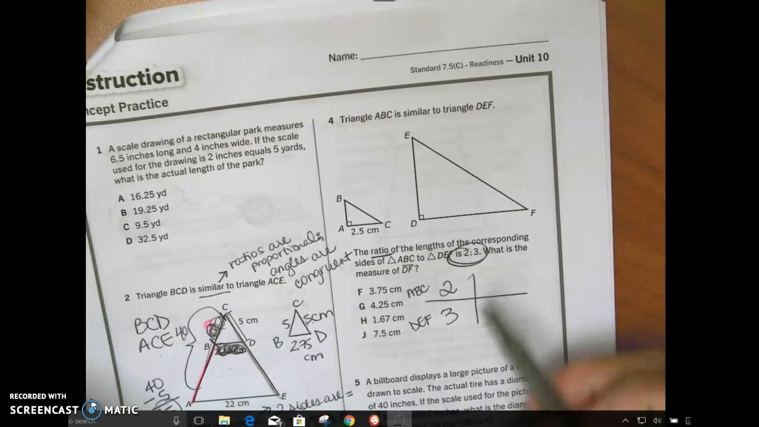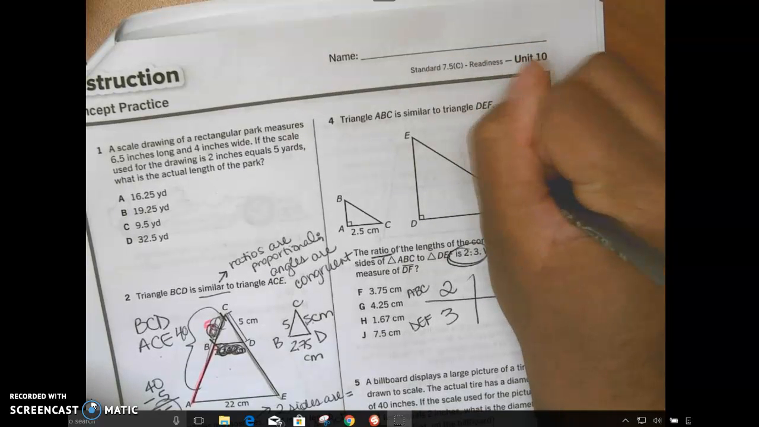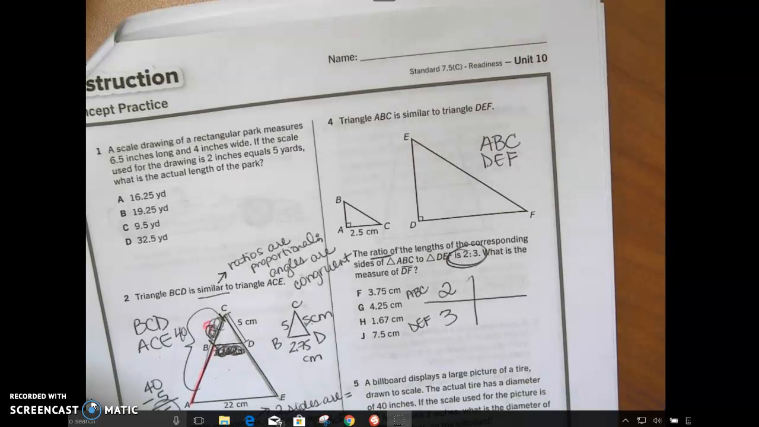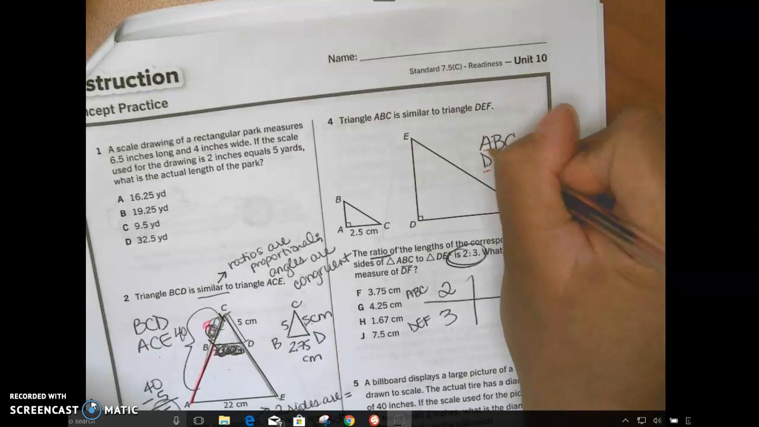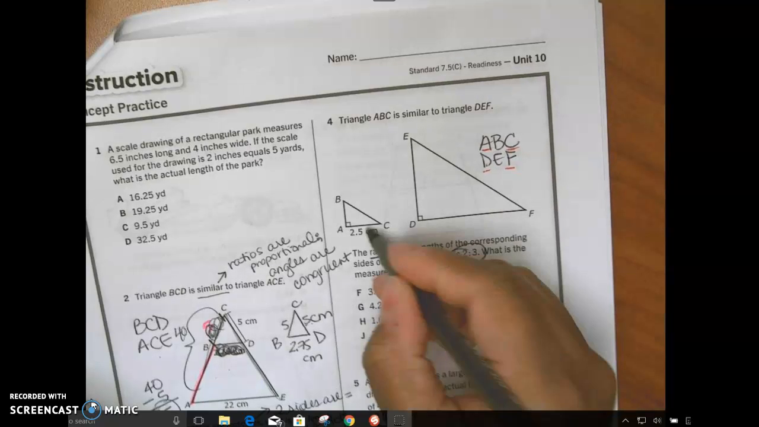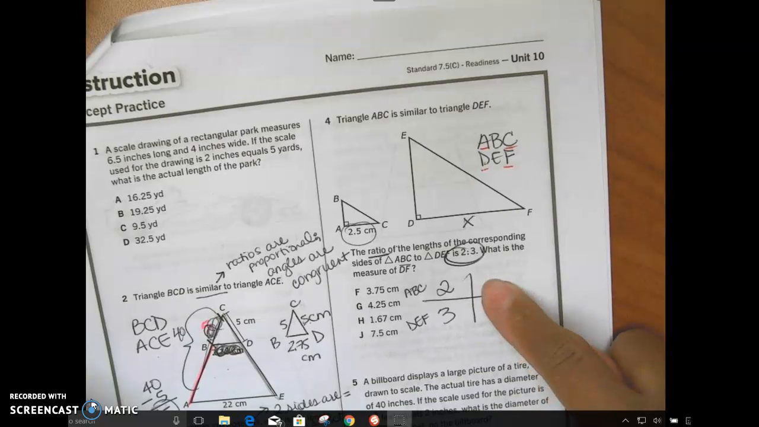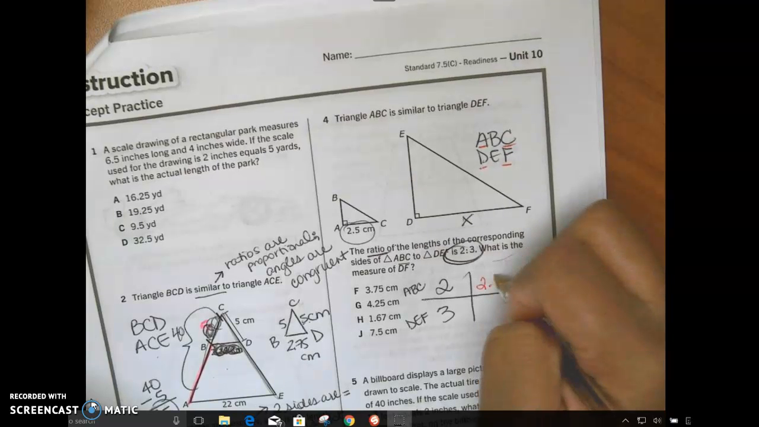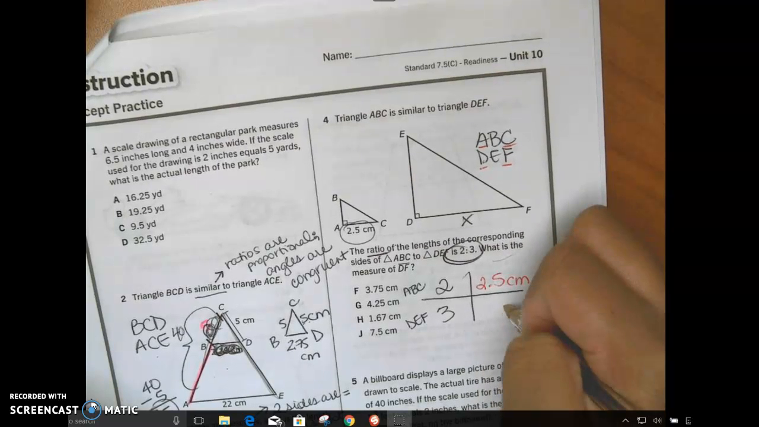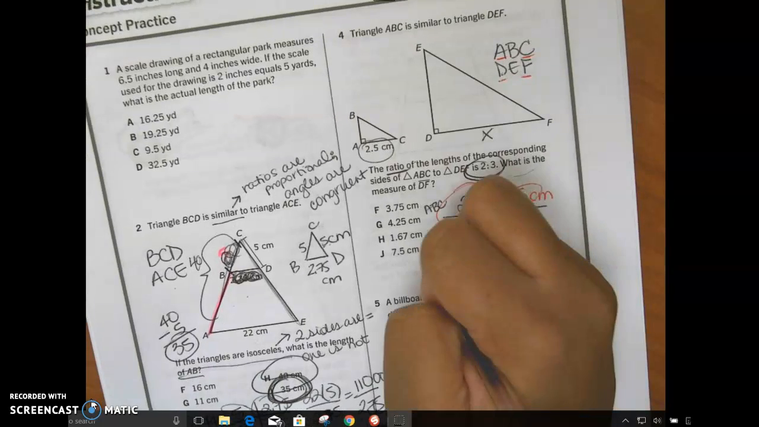Who corresponds to DF? A and C. So that's this side here. They want us to find this one. What do I put up here? 2.5. And what do I put down here? 3 times 2.5.